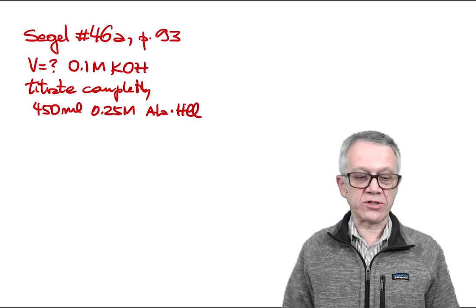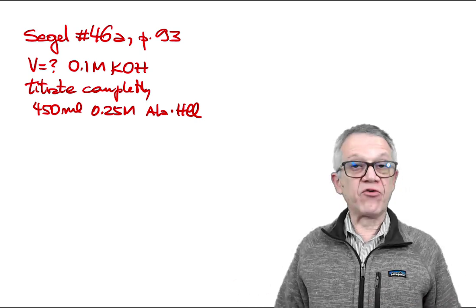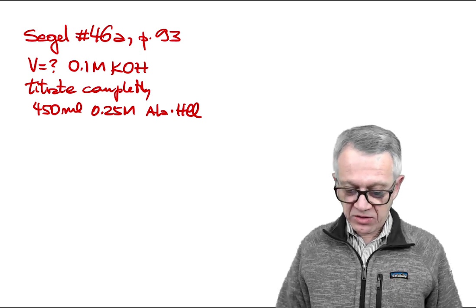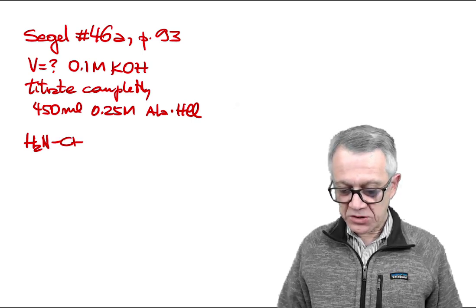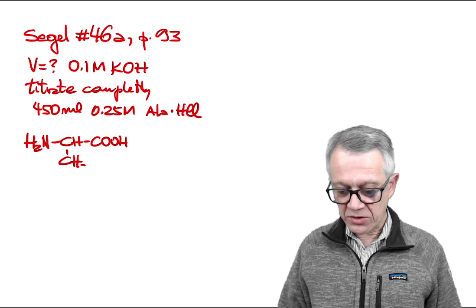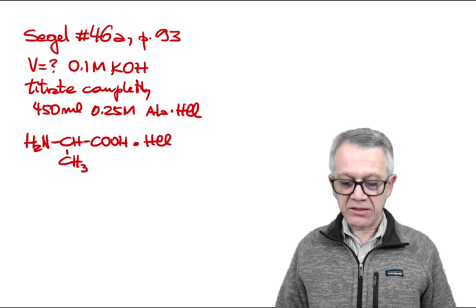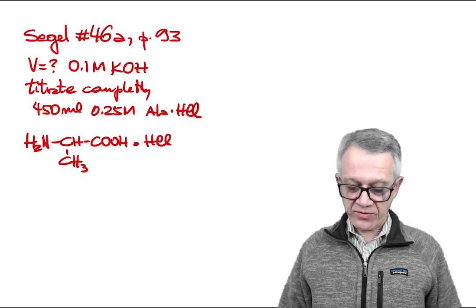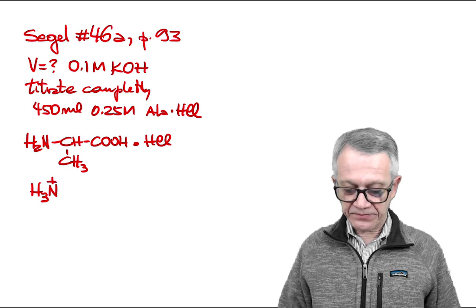Let's approach that problem. First, we need to remember what's the form of alanine hydrochloride. So there are two ways of writing that. One is the conventional way, that's NH2-CH(CH3)-COOH, the methyl group in here, and hydrochloride. However, like we discussed before, this is not very informative for us. We rather prefer to write in the form that's protonated here.